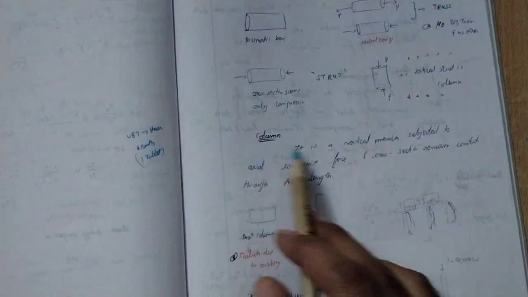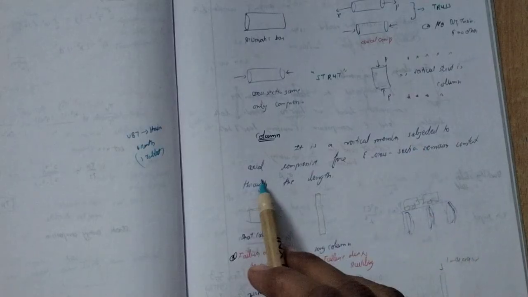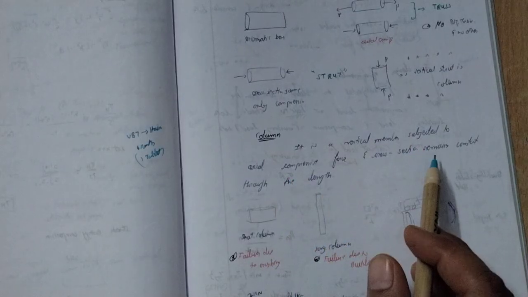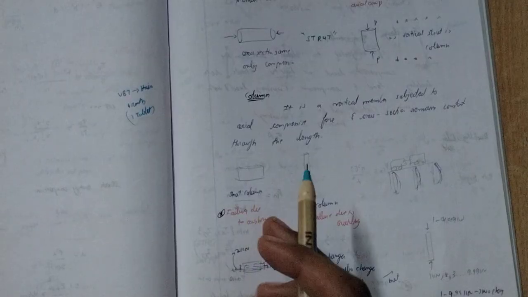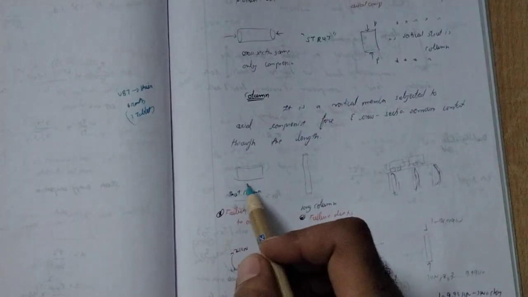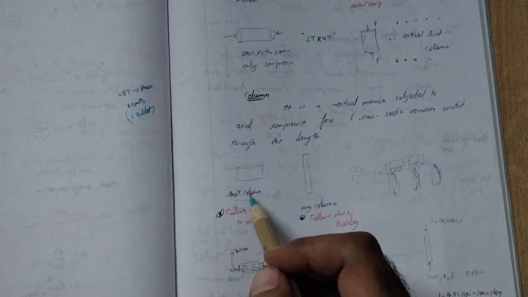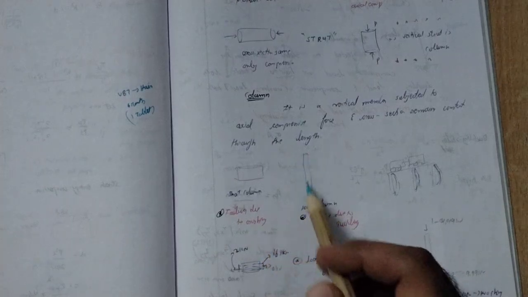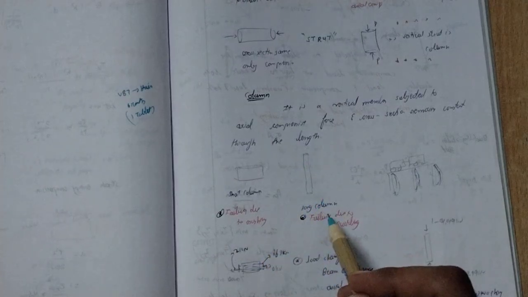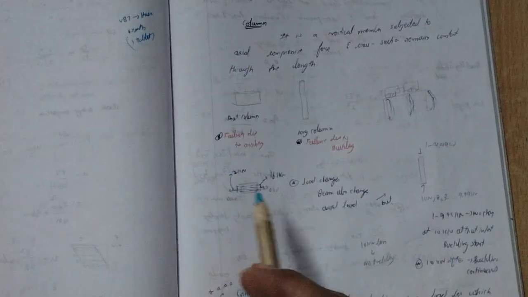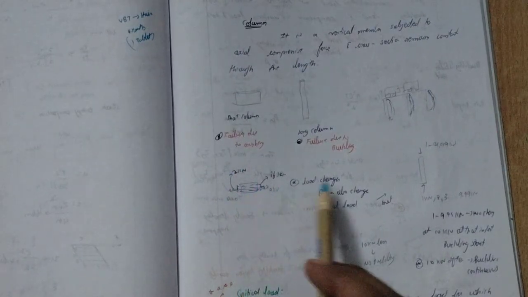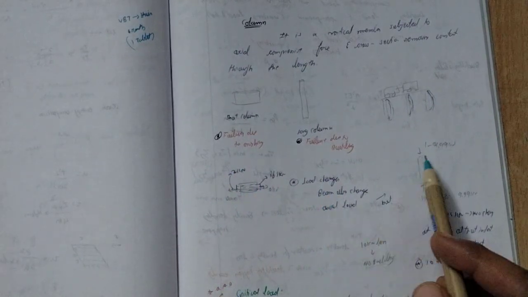A column is a vertical member subject to axial compression force, and its cross section remains constant throughout the length. It is called a short column when the area of cross section is so much greater; whenever we apply load, it is called a crushing load. Whenever it is so much thinner, it is called a long column, and failure occurs due to buckling. So you can see the load changes, the beam also changes, and the axial load, each and everything.